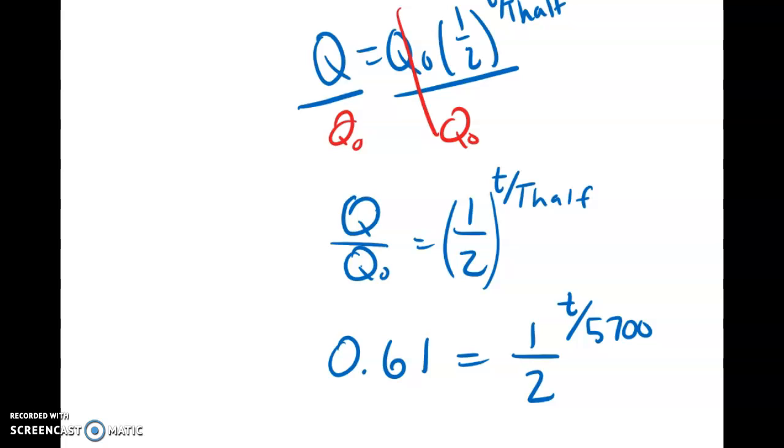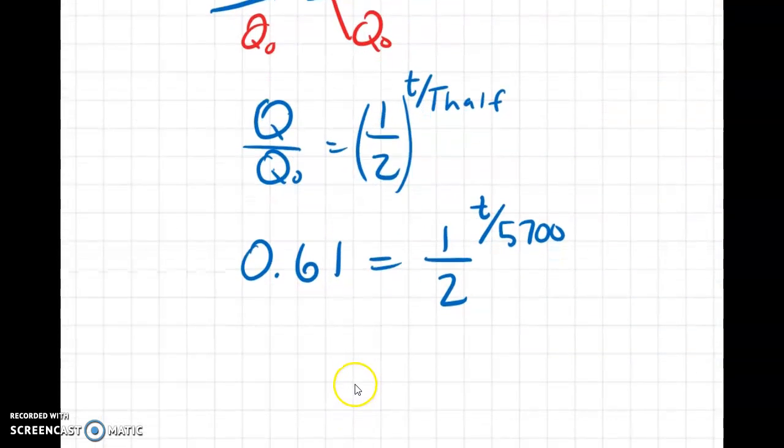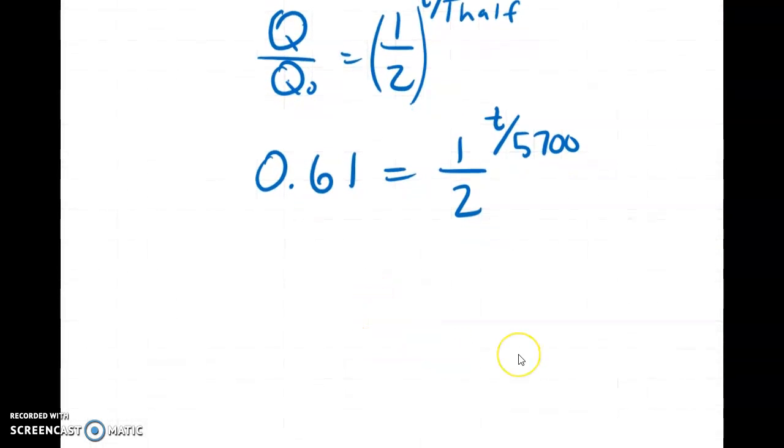In order to solve this, what I have to do is use logarithms. But in Math 119, we don't use logarithms. We don't learn about logarithms. But if you had it in the past, you're welcome to use it. The way you would do that is you take the log of both sides.